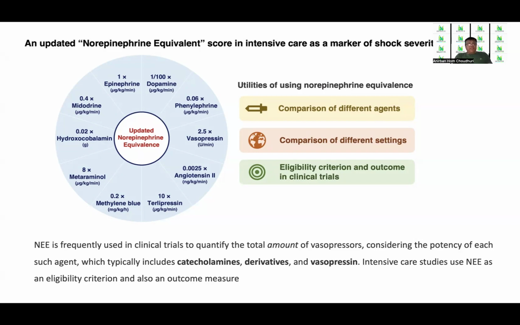So this norepinephrine equivalent is frequently used in clinical trials to quantify the total amount of vasopressors, which would otherwise become very wide depending upon the patient's duration of support required and the duration of ICU stay. So considering the potency of each of such agents, which typically includes catecholamines, derivatives, and vasopressins, it is a very, very informative score. And intensive care studies use this as an eligibility criterion and also as an outcome measure.